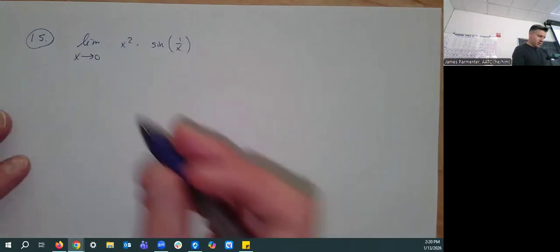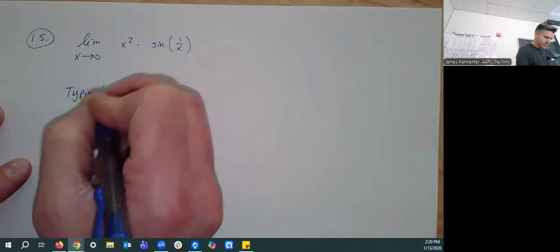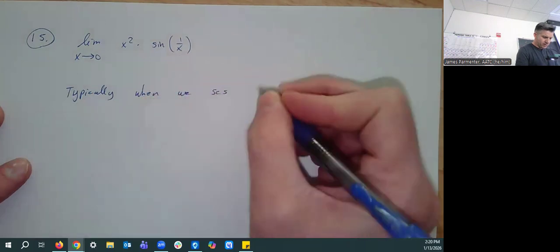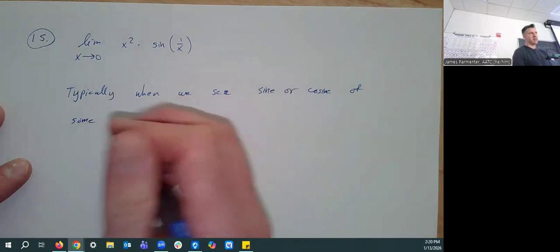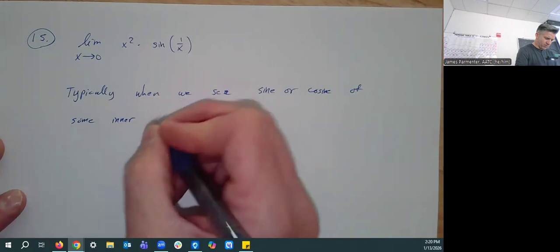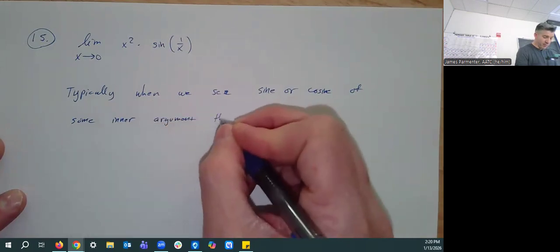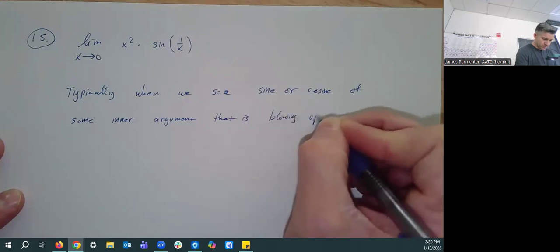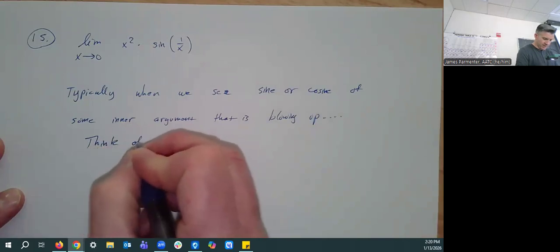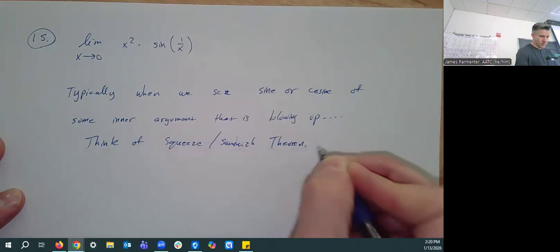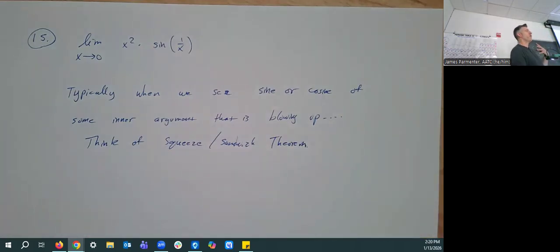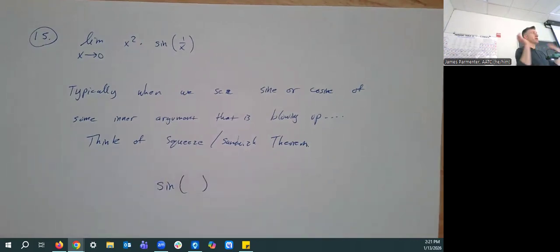Typically, when we see sine or cosine of some inner argument that's kind of ill-defined, typically that is blowing up. Think of the squeeze theorem, which I know we haven't covered in class. Squeeze theorem or sandwich theorem, whatever you want to call it, which we'll state after we do this problem. Why is it useful for sine and cosine? Because sine and cosine have firm boundaries. We know that sine of anything, doesn't matter what's in there, is always less than or equal to 1, and greater than or equal to negative 1.